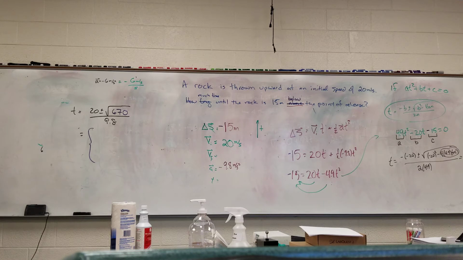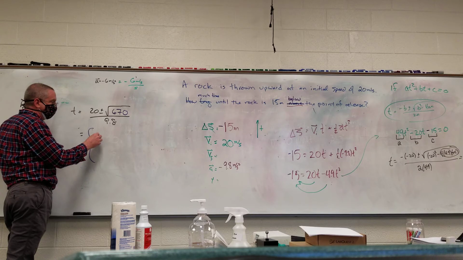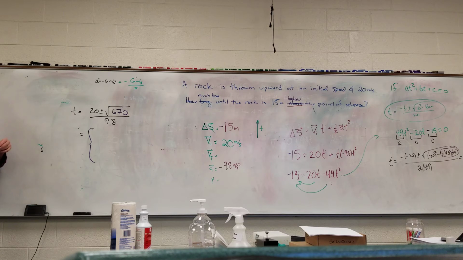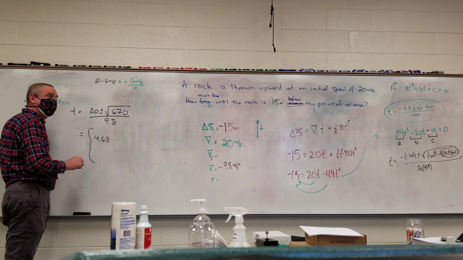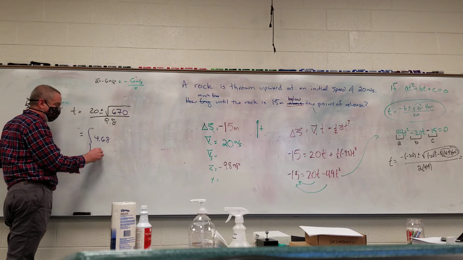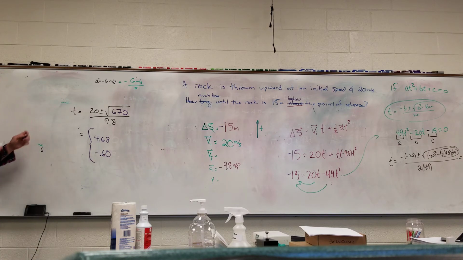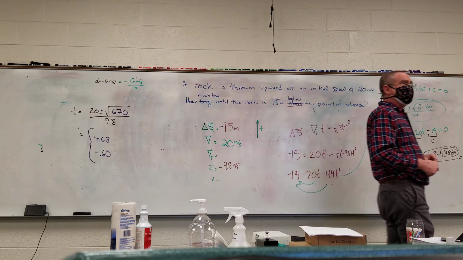So the two answers are 20 plus 4.68 and 20 minus negative 0.60. Looking for a final answer. 4.68. For the minus, I got negative 0.60. Okay. Same move there, all right. Anyone get something different and feel like they did it correctly?